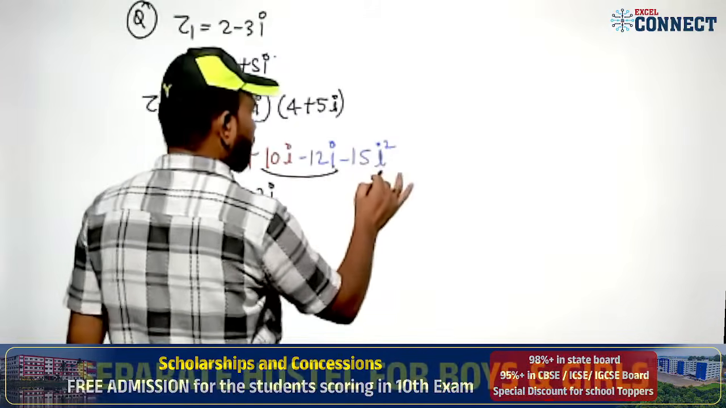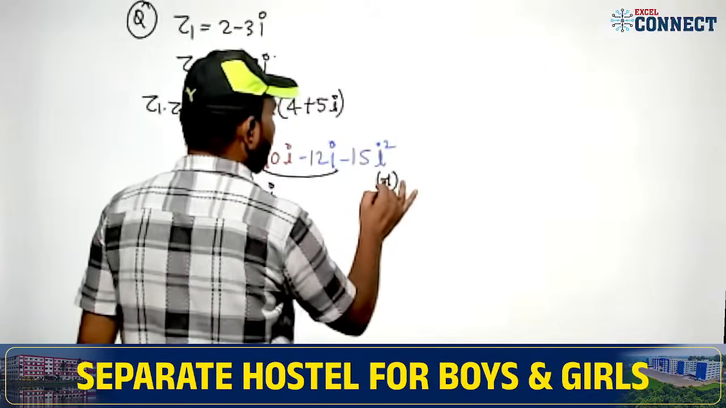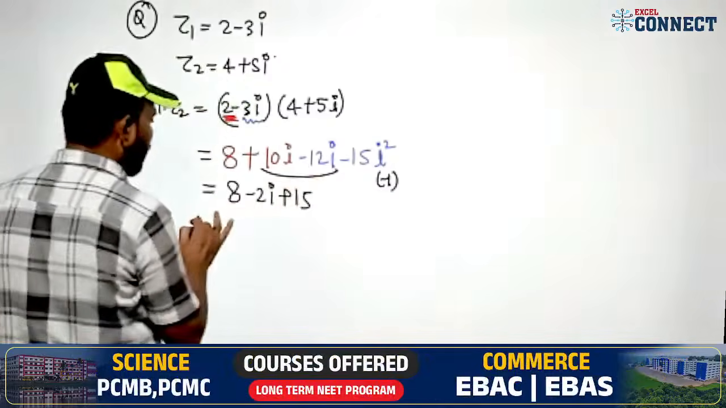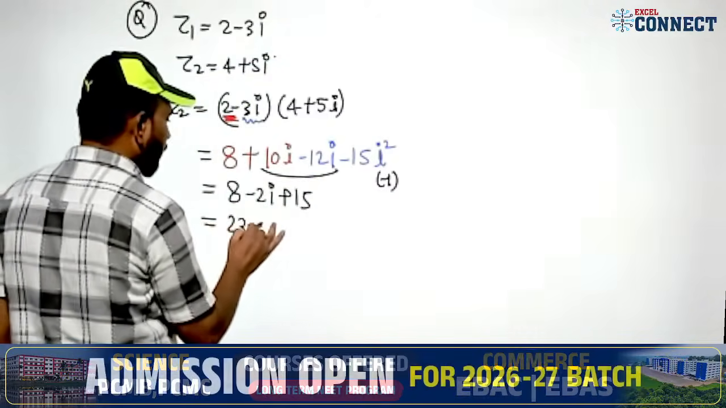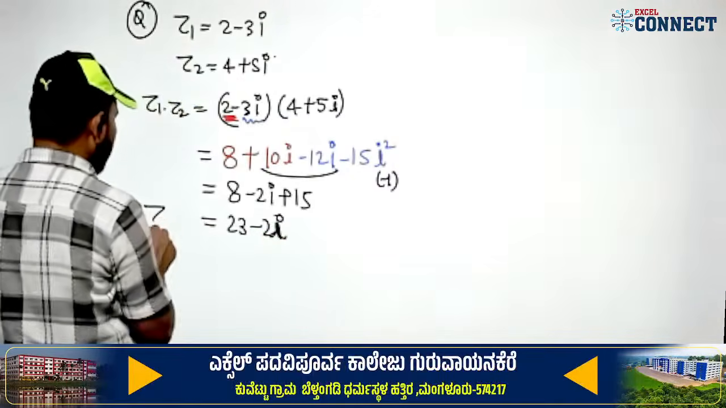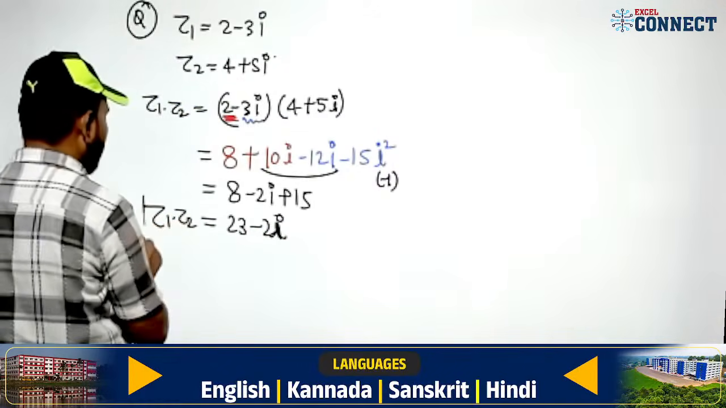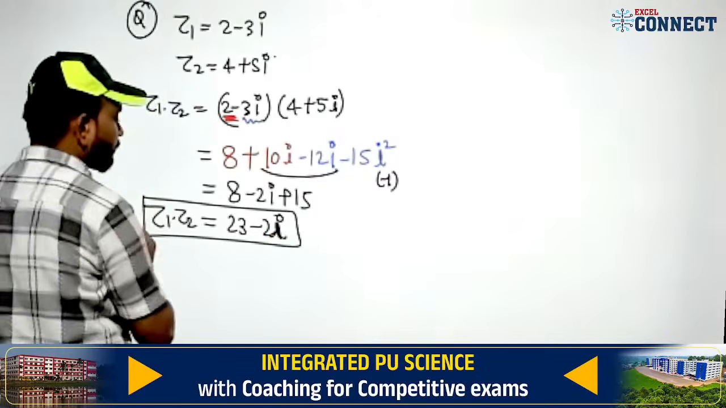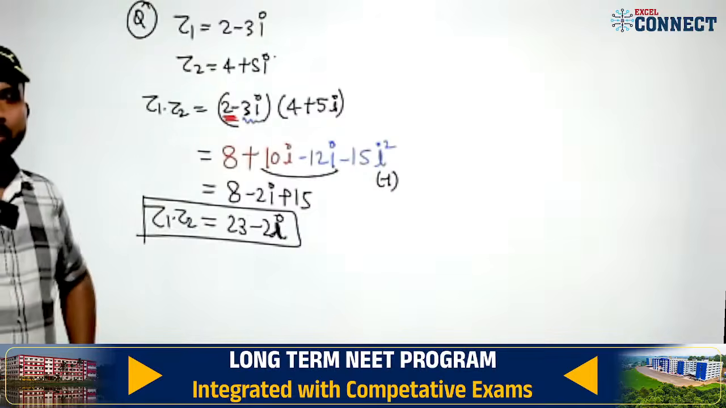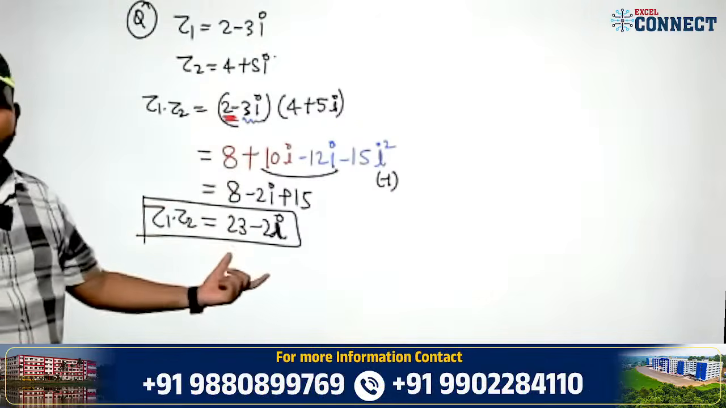And iota square is what? Minus 1. Minus minus is plus 15. So I can say it is 23 minus 2 iota. So this is Z1 into Z2. Yes, this is the problem you can solve.